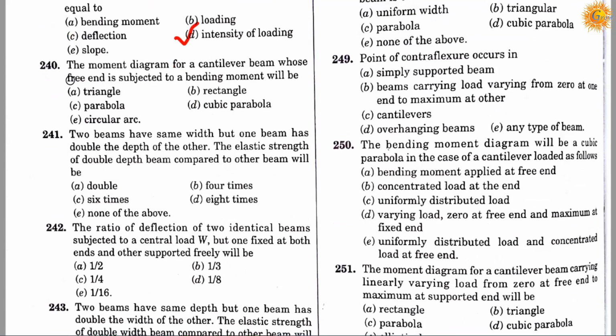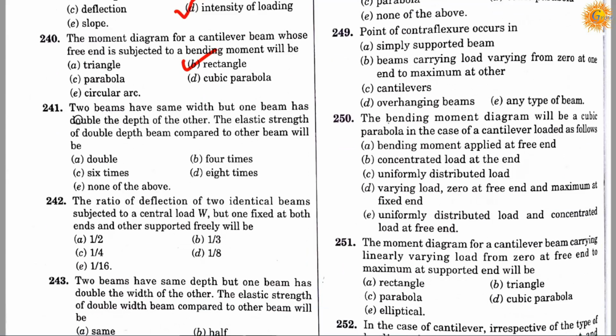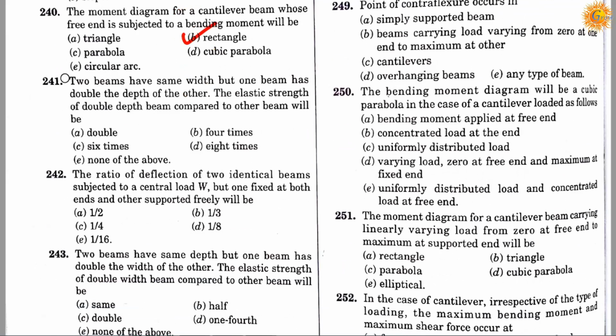Question number 240. The moment diagram for a cantilever beam whose free end is subjected to a bending moment will be: option A, a triangle; option B, a rectangle; option C, a parabola; option D, a cubic parabola; and option E, a circular arc. So correct answer is B. It will be a rectangle.